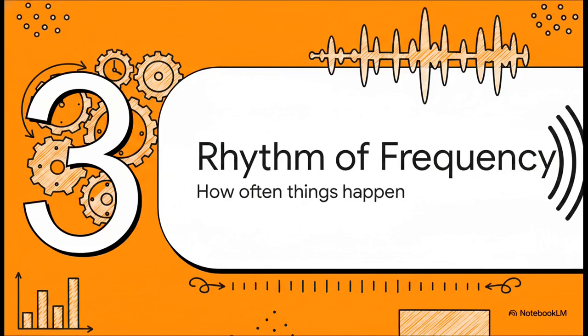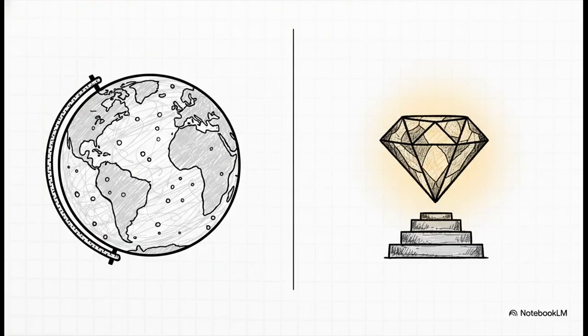Okay, on to Section 3, the rhythm of frequency. Basically, how often things actually happen. We've got the numbers, right? But now we need to express how often a trend or a problem actually occurs out there in the real world. Let's draw a massive contrast here.